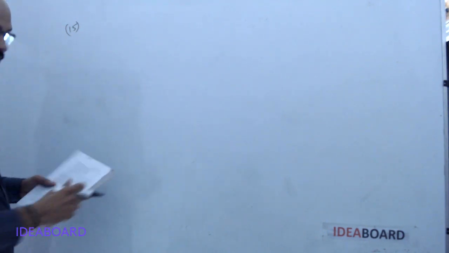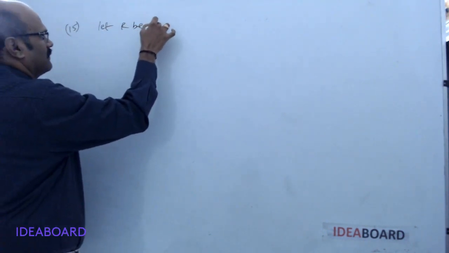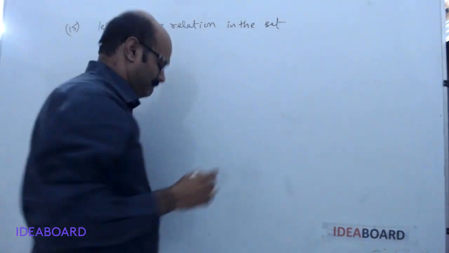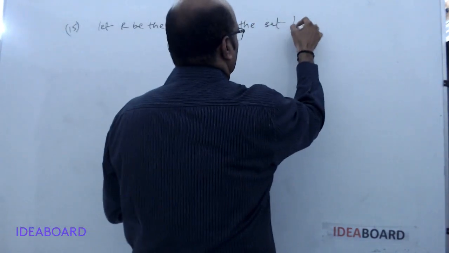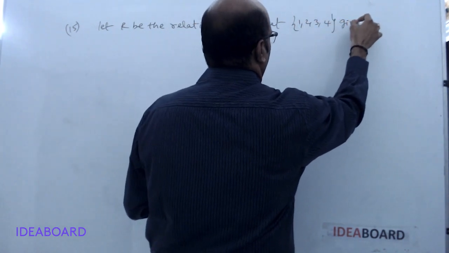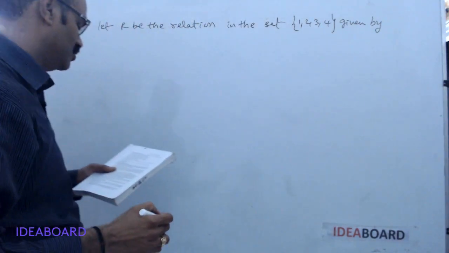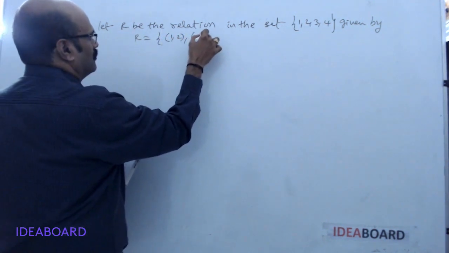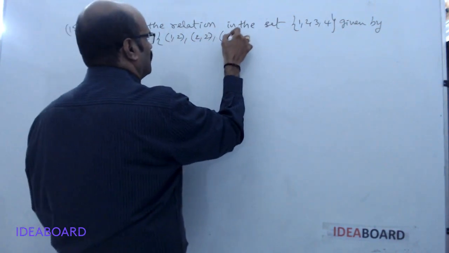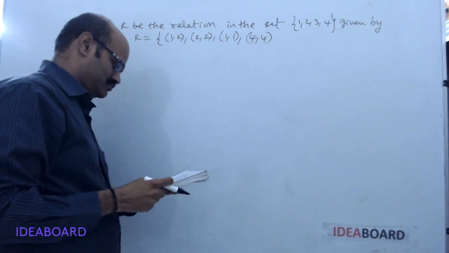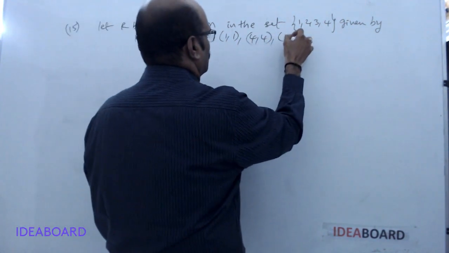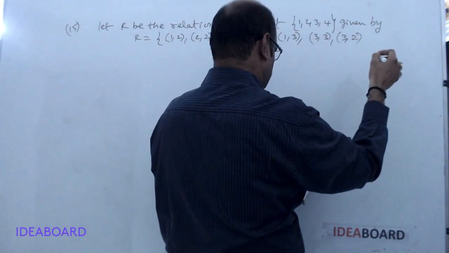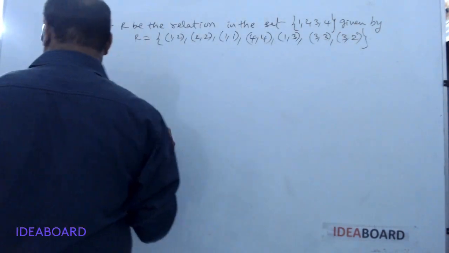Let R be the relation in the set {1, 2, 3, 4} given by R equal to {(1, 2), (2, 2), (1, 1), (4, 4), (1, 3), (3, 3), (3, 2)}. Choose the correct answer.